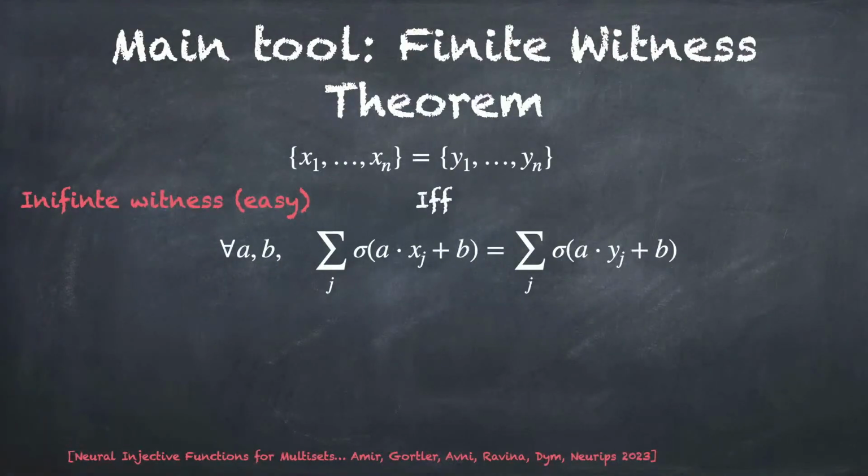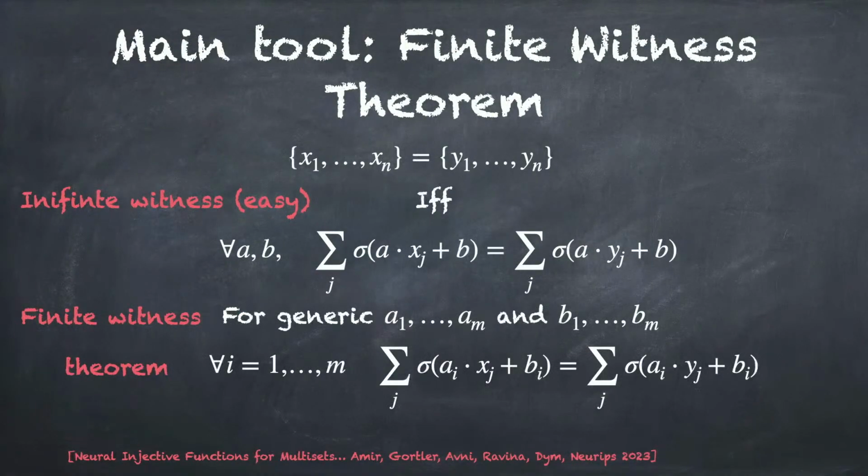In any case, if you believe this, what the finite witness theorem says is that, given the fact that you can check whether the multisets are equal with an infinite amount of witnesses, you can actually find a finite number of witnesses for which this will be correct. And you can control the number of witnesses you need. Basically, it's twice the dimension plus 1. So that's the result. This is, I think, maybe the only thing here that's non-trivial.